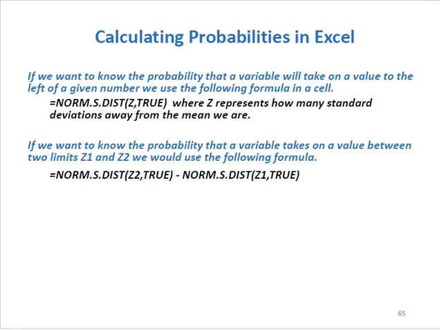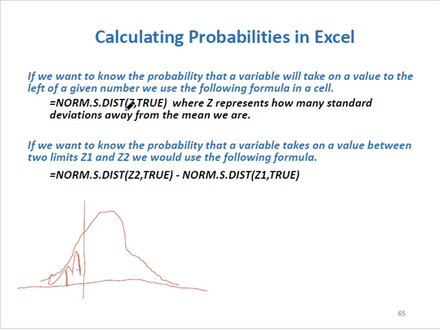Okay, so I want to show you how to draw. We're just going to draw it with this, so you can see that this is the very first one. It's telling you we're going to use this equal to that to get the probability, meaning from the left. So if we want to know the probability that a variable is going to take on a value to the left of a given number, meaning like that, we're trying to find this area, and we're going to use NORM.S.DIST.